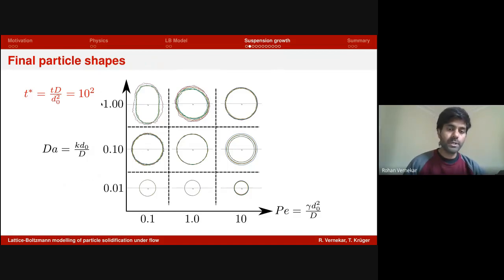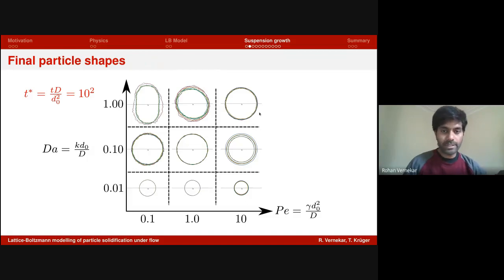So what we see from this picture already is that if we are in a low Damkohler number regime, which is when the reaction rates are very slow, it doesn't really matter what the Peclet number does, which means that our solution is dominated by the reaction rate. And so the growth of the particle is limited by the rate of reaction at the surface of the particle.